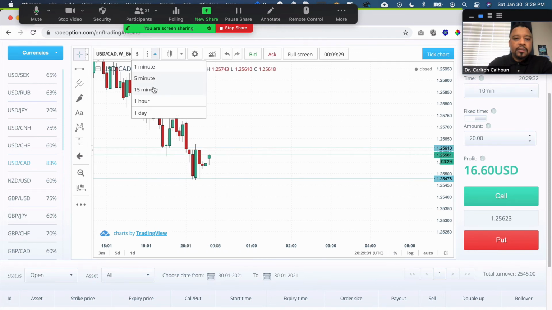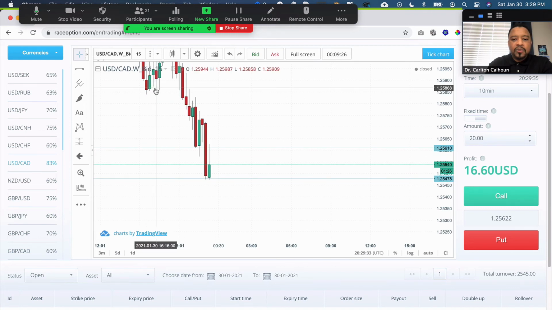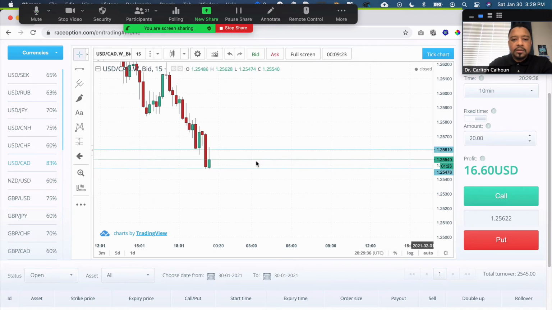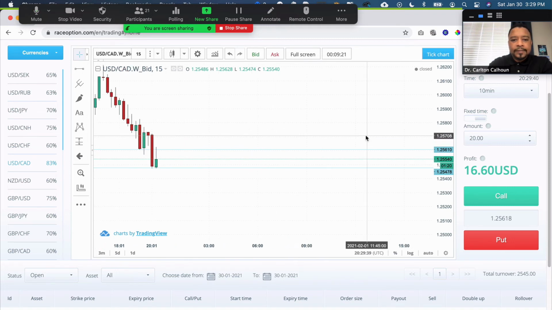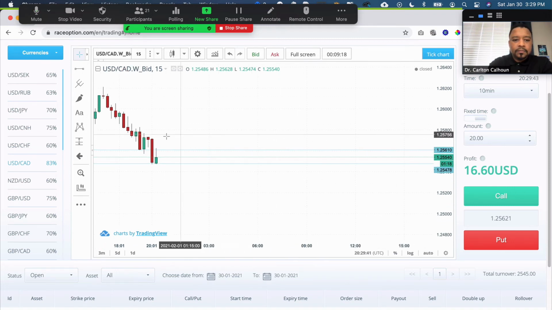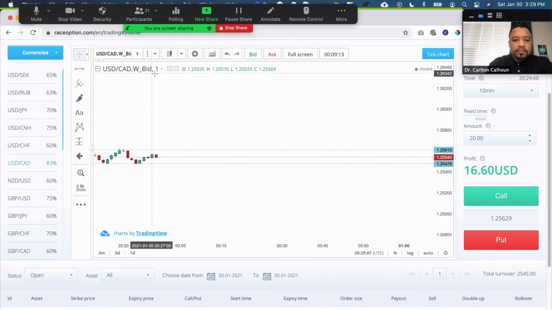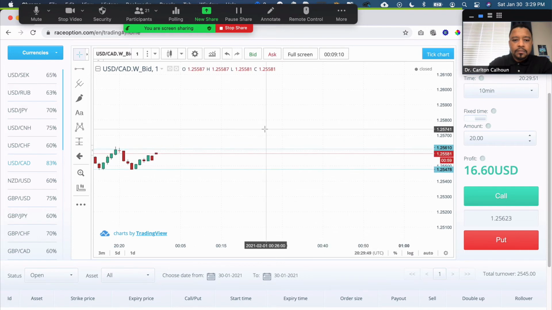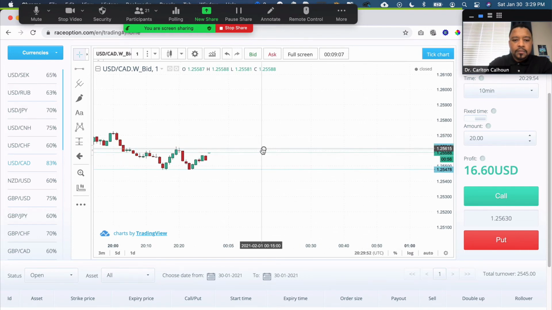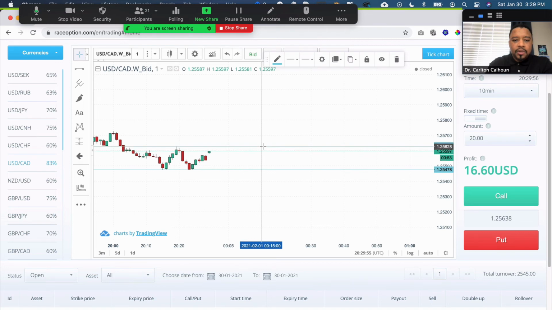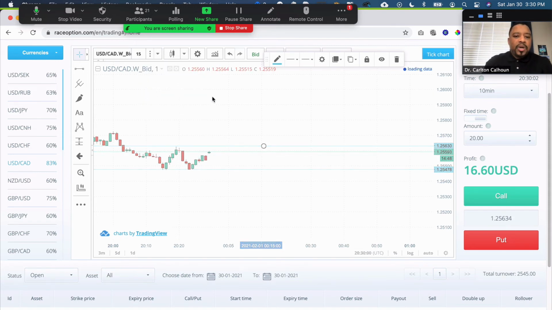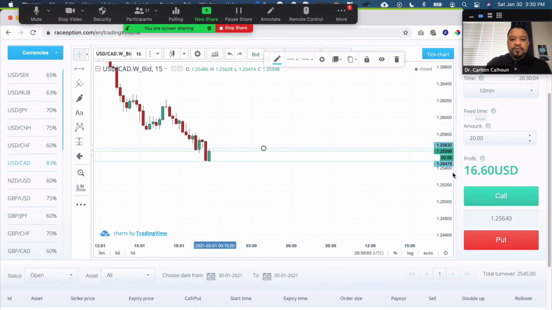Let's see what we get here. 15. We may be getting that pullback. So on this one, I need to come right up in here without breaking. If it does not break, that's a potential sell for me. And I'm going to take a long one.